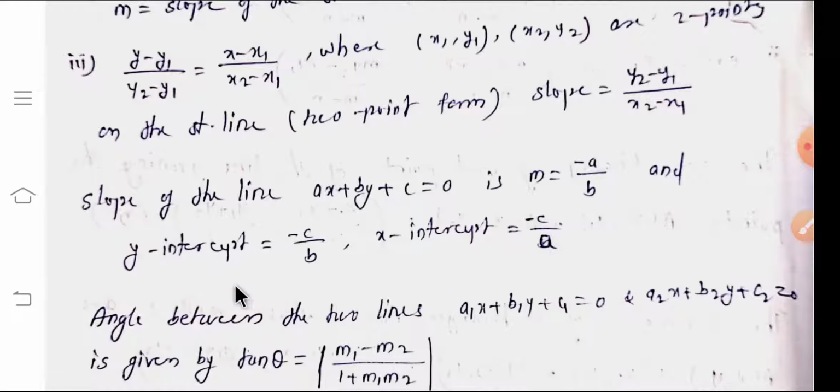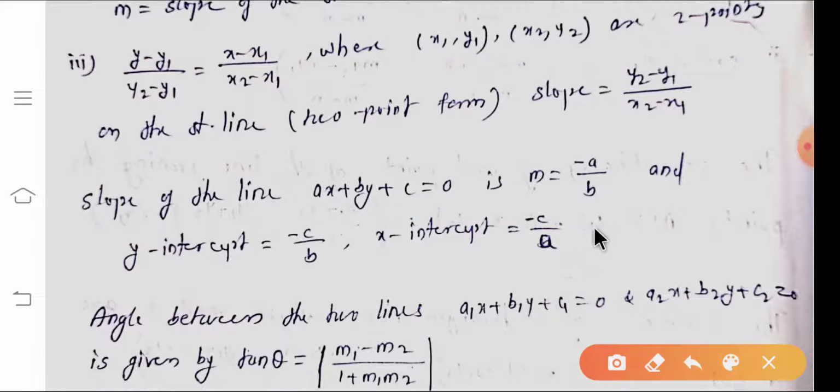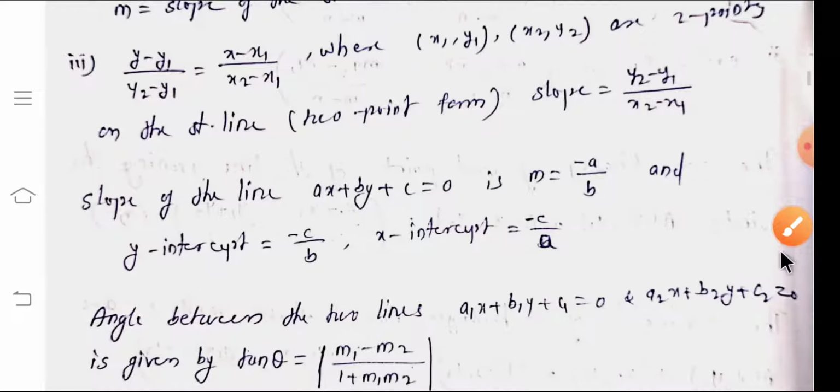Similarly, the equation of a straight line in intercept form, we write as x by a plus y by b equal to 1. The equation of a straight line in slope-intercept form comes next.